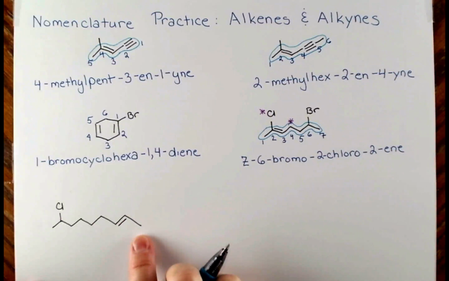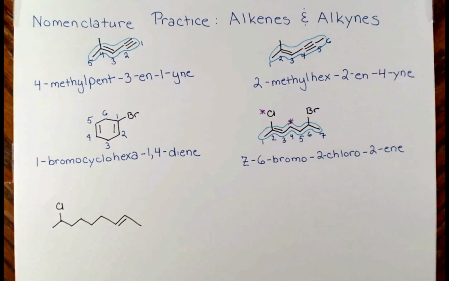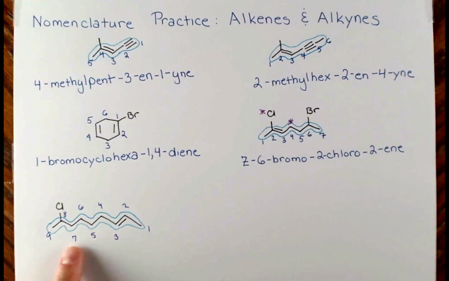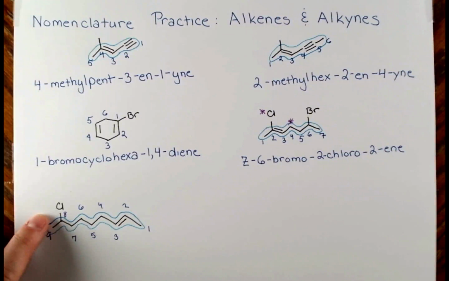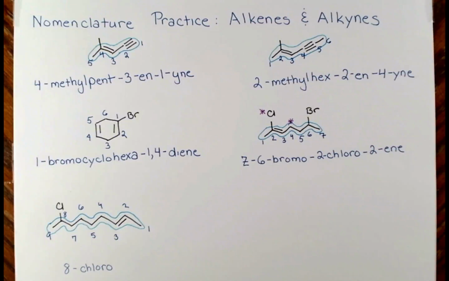Here's another example. Obviously, our longest carbon chain is here. I'll go ahead and circle that. Let's number our carbons, starting near the end with the double bond. 9 carbons makes this a non-ene. Let's write up our prefix first. Chlorine is at the 8 position, so 8-chloro. And then we have a non-2-ene to define where the double bond starts.